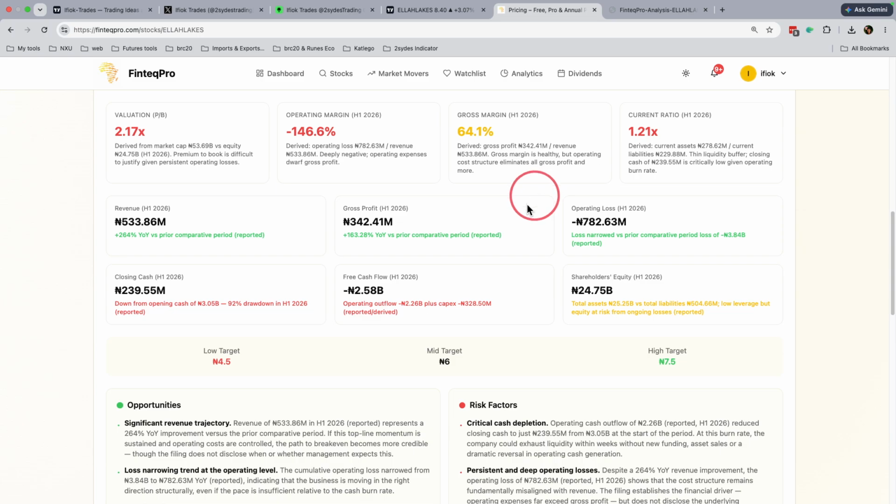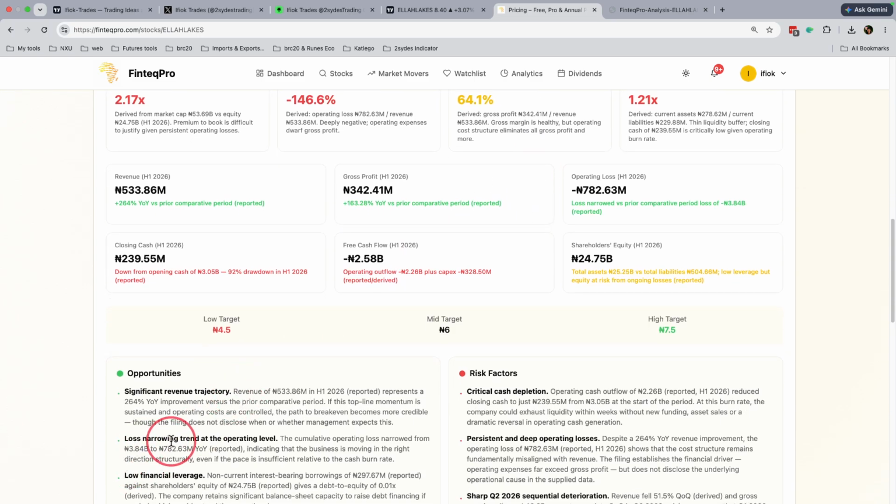Okay, second reason why I'm interested, if you look, loss narrowing trend at operational level. So it narrowed from 3.84 billion to 782.63 million. That's what you have over here. So what does that even mean? It just means that the losses they had previously, they had reported a loss of 3.84 billion, and now that loss has reduced to 782.63 million. So that's positive for Ellah Lakes.